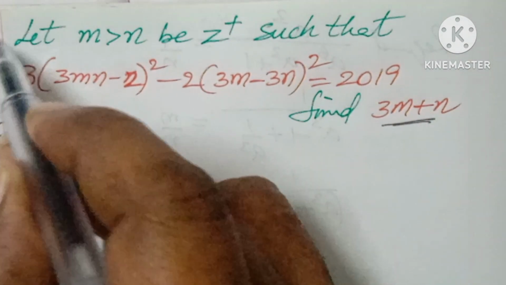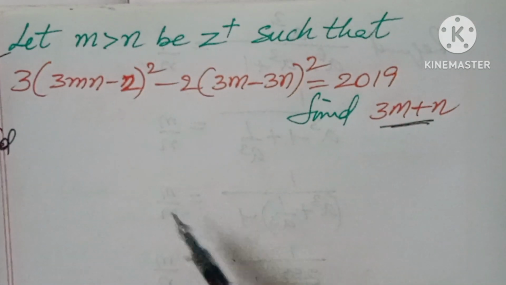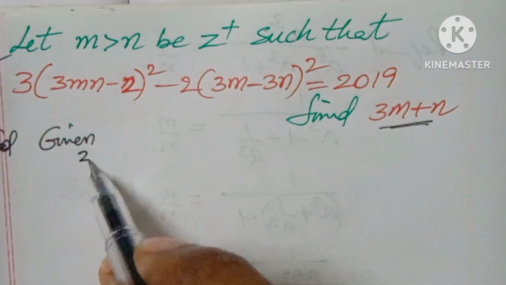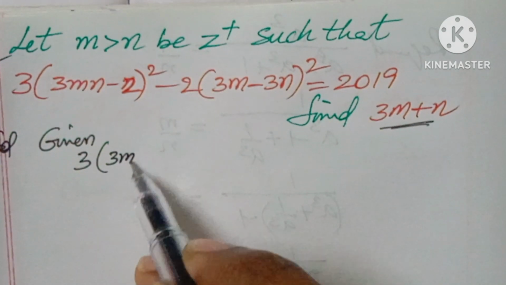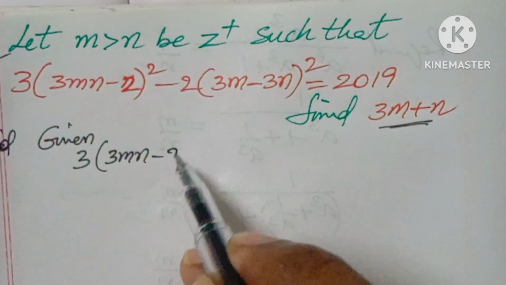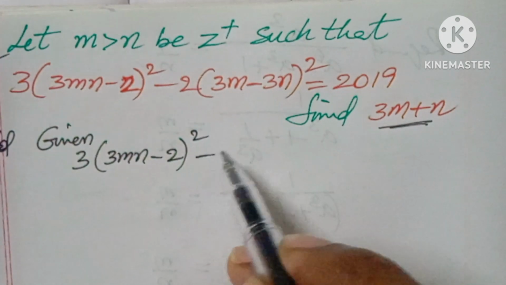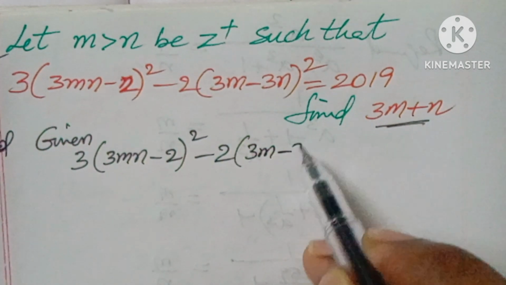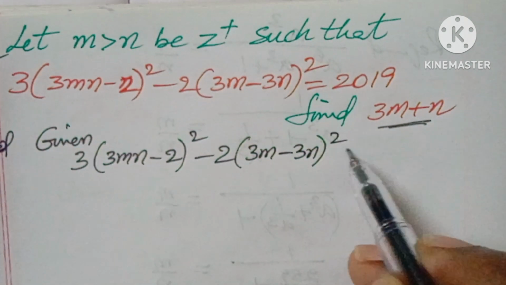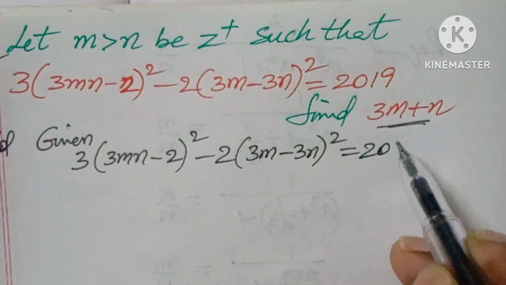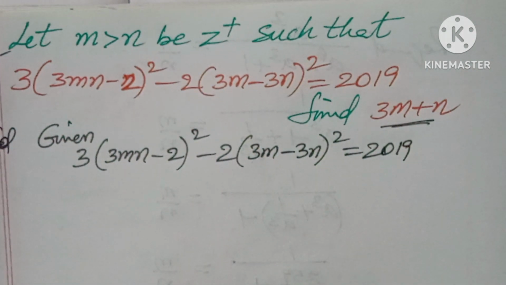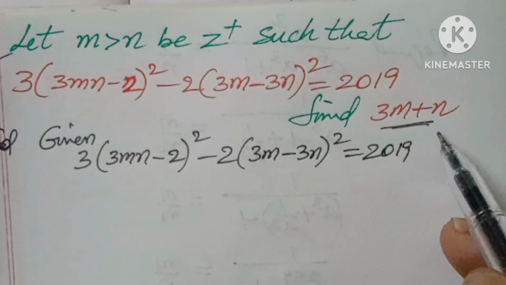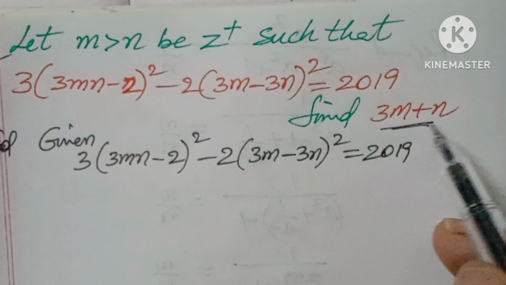So how to solve this problem? So what is given? 3 times (3mn - 2) whole squared minus 2 times (3m - 3n) whole squared is equal to 2019. So here you have to find the value of m and n, and then you have to find the value.